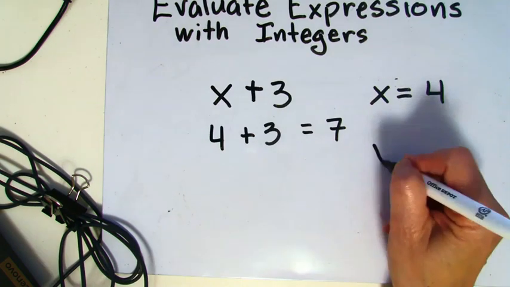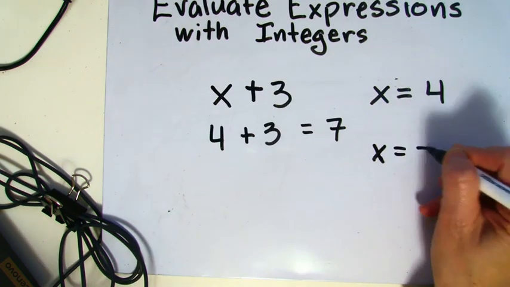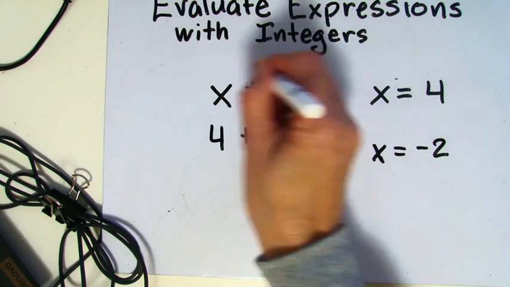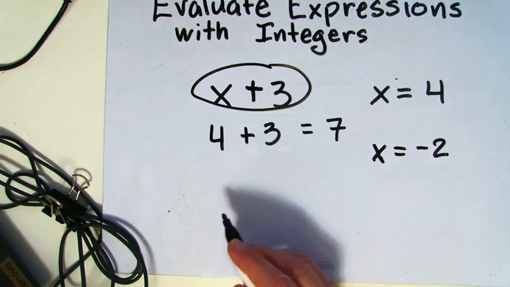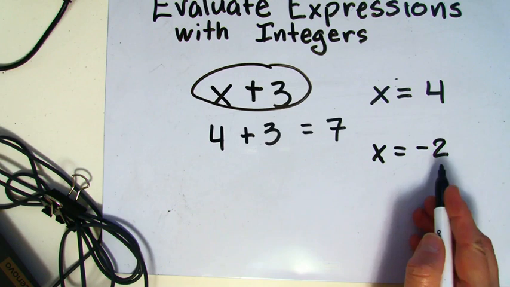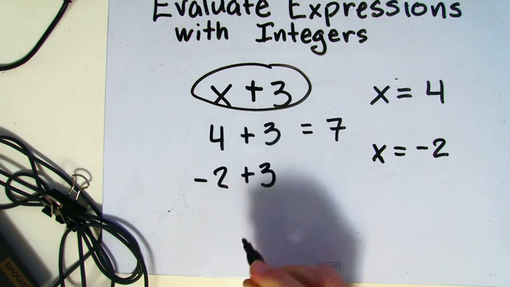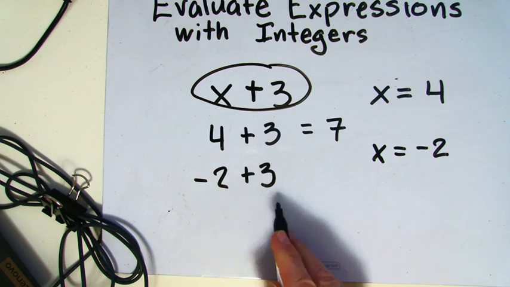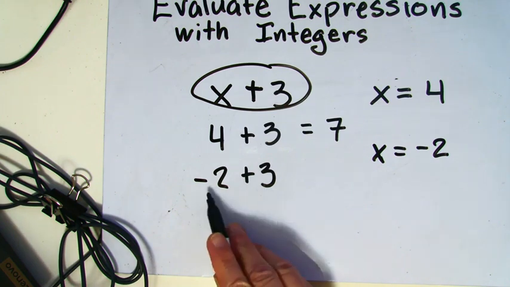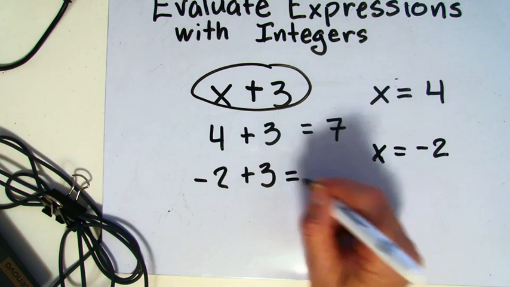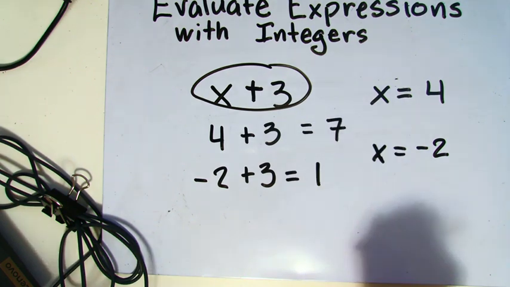What if x were a negative 2? Again, since this is our starting expression, we're going to plug in negative 2 for x. And then we'll simplify or solve it. Because we have a negative and a positive, we're really going to take the difference, and the sign will take on a positive sign. So our answer is 1.